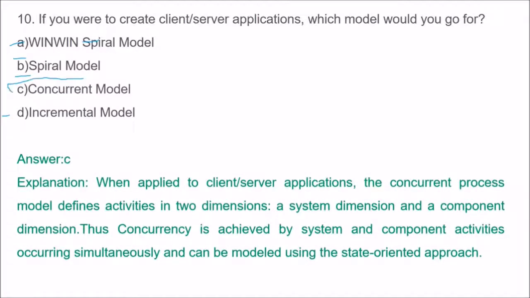Why? Because when applied to CS applications, the concurrent process model defines activities in two dimensions, a system dimension and a component dimension. This concurrency is achieved by system and component activities occurring simultaneously, and this can be modeled using the state-oriented approach.